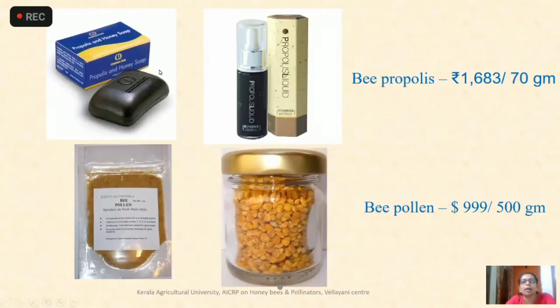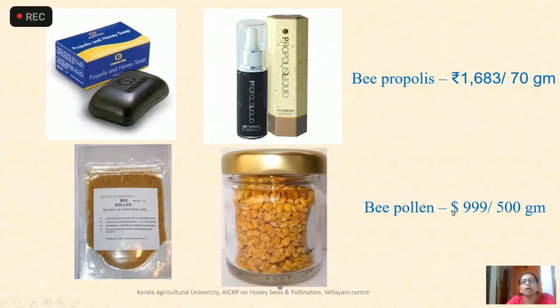And here you can see some of the products from propolis, that is the propolis soap. Then propolis liquid, I have mentioned that it's very important for treating diseases in the gum. Then it costs about 1,683 rupees per 70 gram of the bee propolis. And towards the bottom you can see the bee pollen.